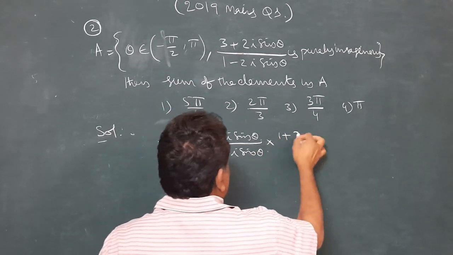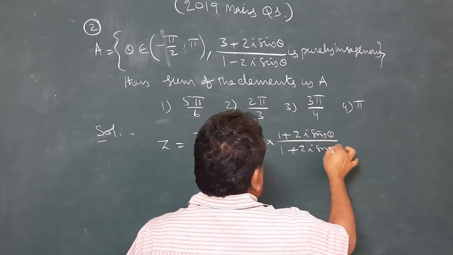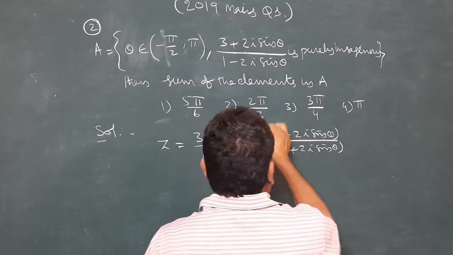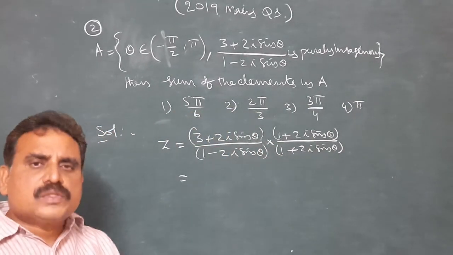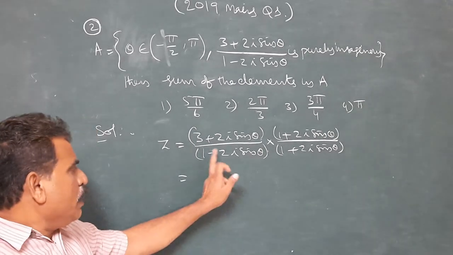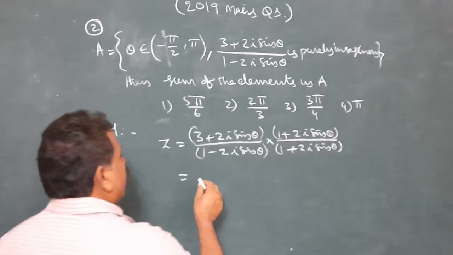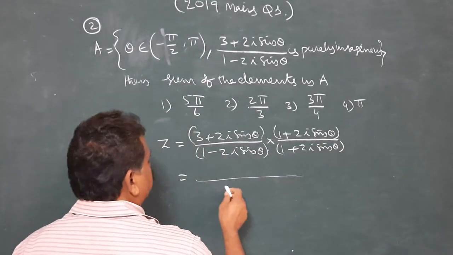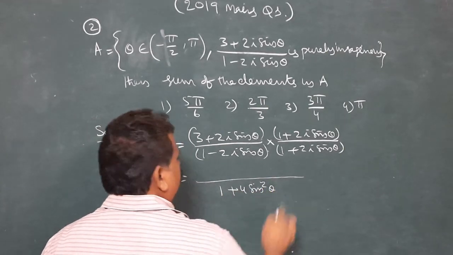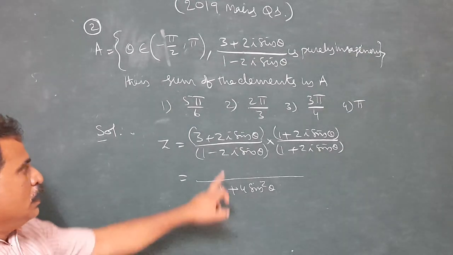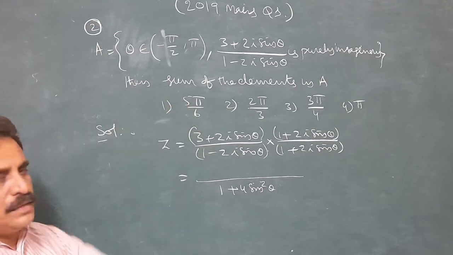Multiply by (1 plus 2i sin theta) divided by (1 plus 2i sin theta). The denominator is of the form (a minus b)(a plus b), a square minus b square. That is 1 minus 4i square sin square theta, and i square is minus 1. That's why it becomes 1 plus 4 sin square theta.